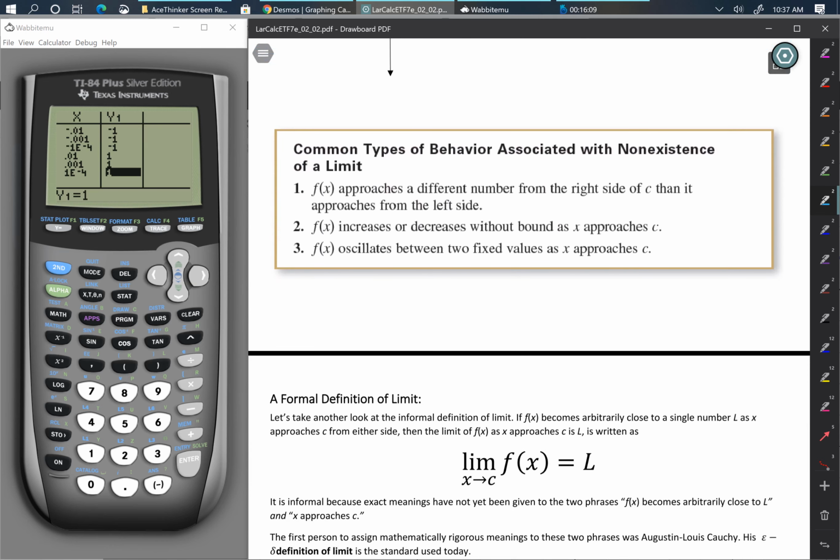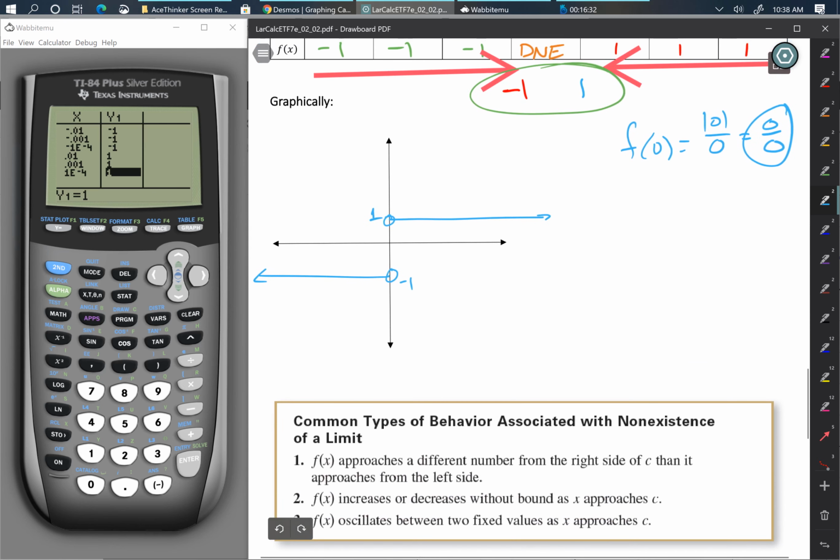Okay, there are some common types of behavior associated with non-existence. The first one is the one we just looked at. The function approaches a different number from the right side of c than it approaches from the left side of c. Another way for a limit to not exist would be to have a function that increases or decreases without bound as x approaches c. What does that mean?